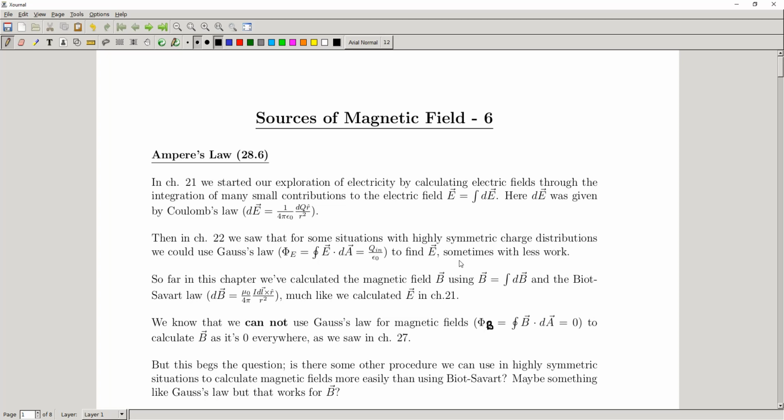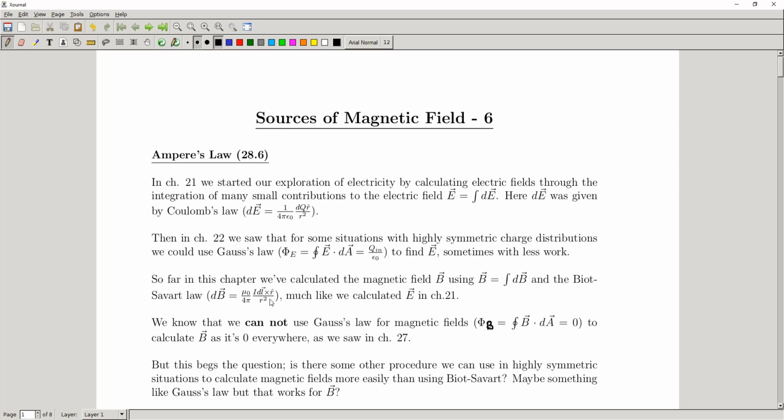So this is great. Now in this chapter 28, what we've been doing so far is calculating the magnetic field in a very similar way to the way we calculated the electric field in chapter 21. We say, okay, I want the full magnetic field at some point. To do that, I'm going to add up all the tiny little infinitesimal contributions to the magnetic field. Where do I get these infinitesimal contributions? Well, we use the Biot-Savart law, very much like we used Coulomb's law in chapter 21. So now we're using this as our integrand.